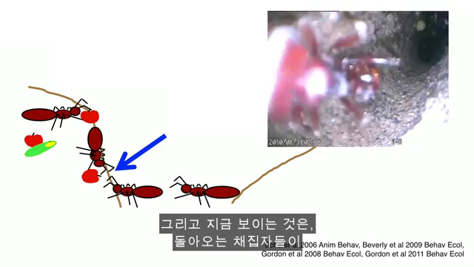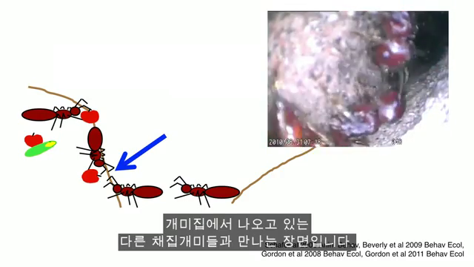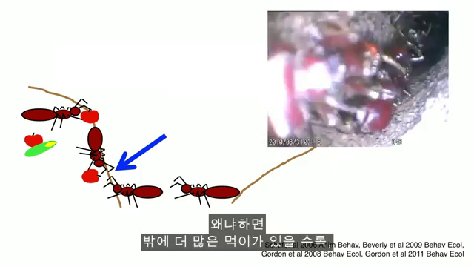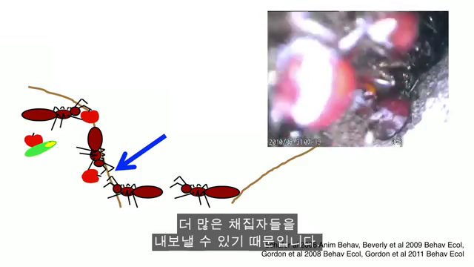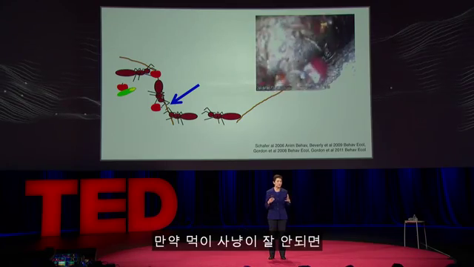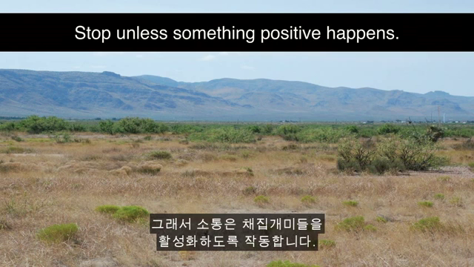And what you see are the returning foragers going into the tunnel, into the nest, and meeting outgoing foragers on their way out. This makes sense for the ant colony because the more food there is out there, the more quickly the foragers find it, the faster they come back, and the more foragers they send out. The system works to stay stopped unless something positive happens. So interactions function to activate foragers.